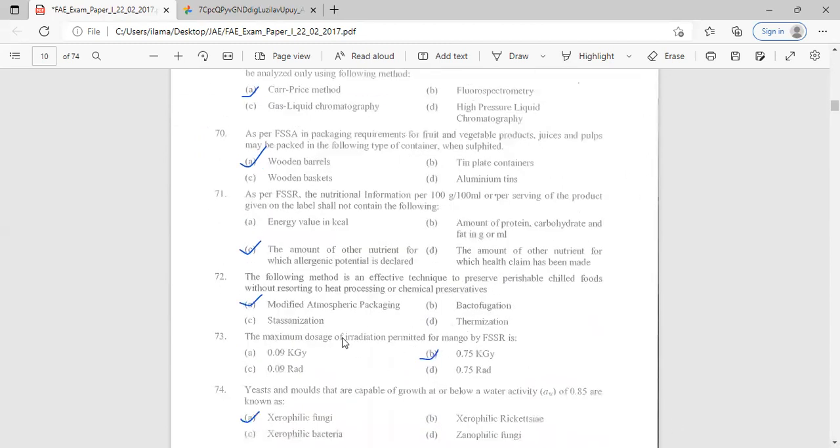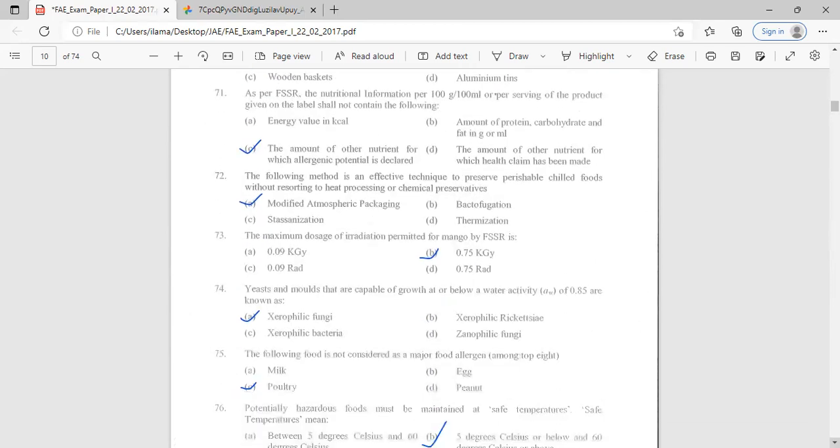Next one, the maximum dosage of irradiation permitted for mango by FSSR is 0.75 kilogray. You can find this answer from the Food Products Standards and Food Additives Regulation. The yeasts and molds that are capable of growing at or below a water activity of 0.85 are known as xerophilic fungi. Next one, the food product which is not considered a major food allergen is poultry, and the remaining all are considered major food allergens.